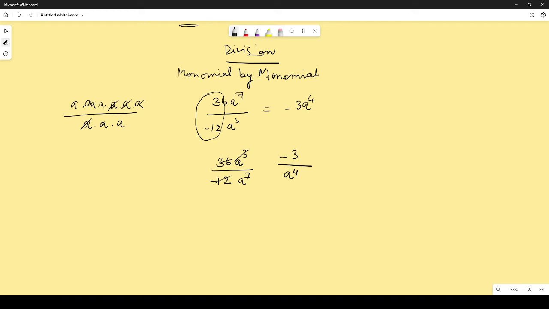Now here there is only one variable. Now suppose the question was like 36 a to the power 7 b divided by minus 12 a to the power 3, right? Suppose it was like this. The question was like this. A to the power 3, and here there is b.